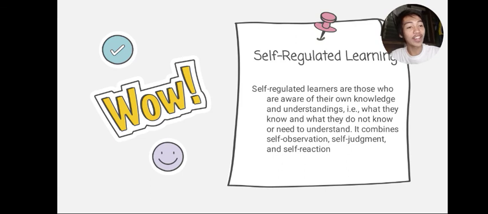Lastly, self-regulated learning. Self-regulated learners are those who are aware of their own knowledge and understanding, what they know and what they do not know or need to understand. It combines self-observation, self-judgment, and self-reaction. A cyclical process: the student plans for a task, monitors the performance, and then reflects on the outcome.